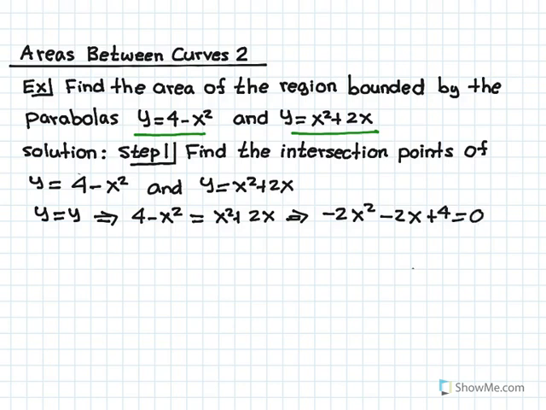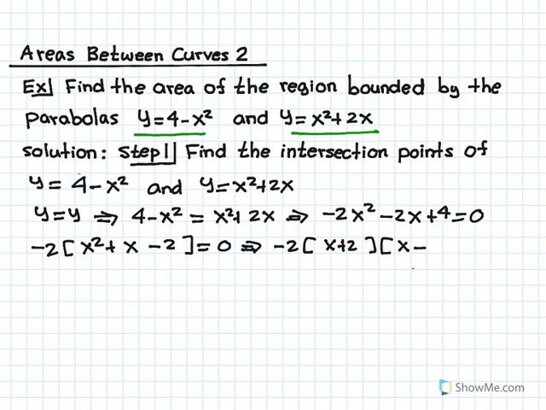Now let's factor out minus 2. We get minus 2 times x squared plus x minus 2 equals 0. Let's factorize this expression and solve for x. So we have x plus 2 times x minus 1. These are the factors, and we make this equal to 0. Solving x plus 2 equals 0 gives us the x coordinate of intersection, x equals minus 2. And x minus 1 equals 0 gives x equals 1.